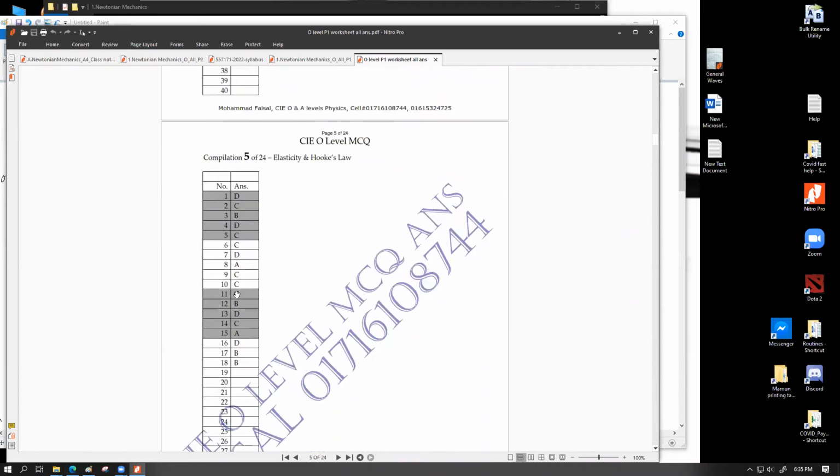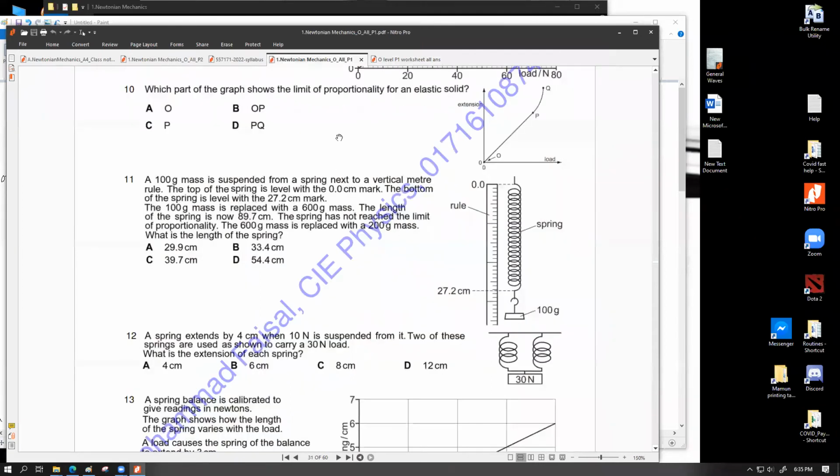Sir, can you show the question again? Yeah, just a second. 11. No, 11 answer C though. Yes, it's Hooke's law. C. Yep.